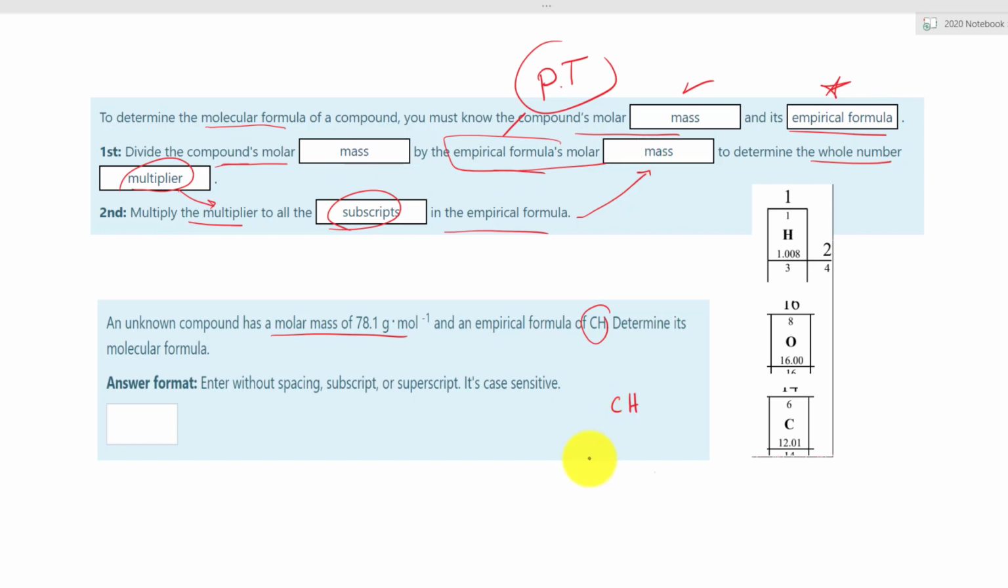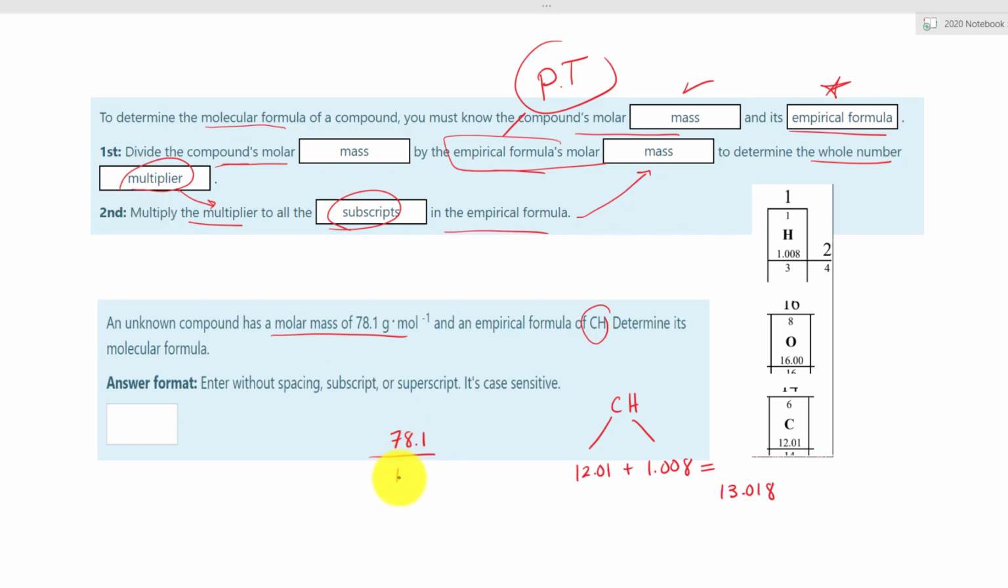So we are going to write it here. CH, let's use the periodic table. C is 12.01. H is 1.008. You should memorize that by now. And when we add them together, we get 13.018.